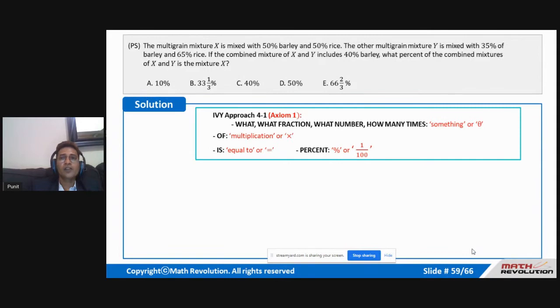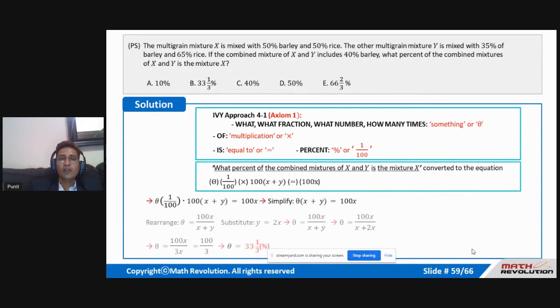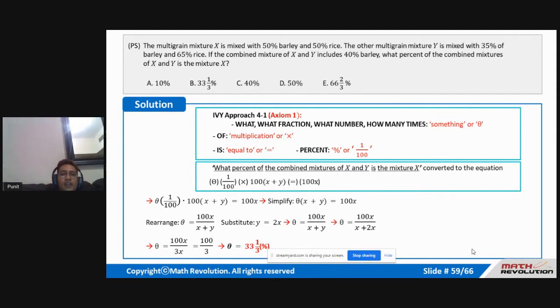We need to find what percent of the combined mixture of x and y is the mixture x. So the combined mixture was 100 of x plus y. We know y equals 2x, so it becomes 100x over 3x. 100 over 3 is 33.3%. Answer goes as B. Yes, guys, the answers are correct.